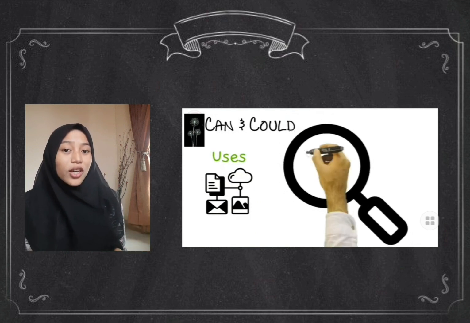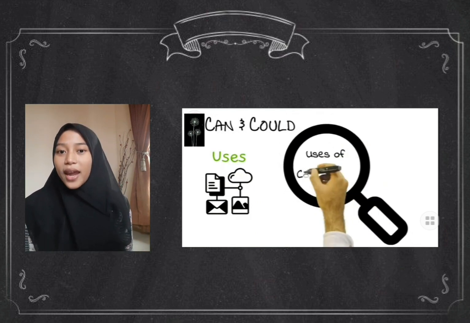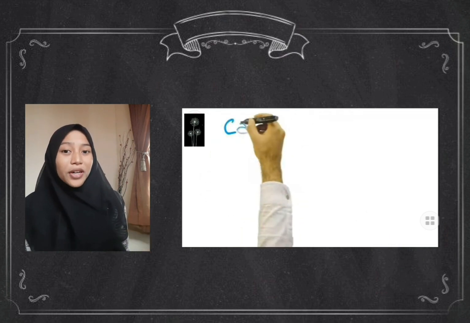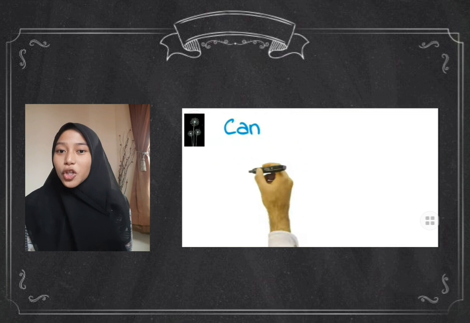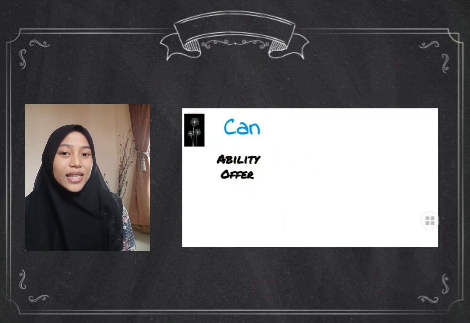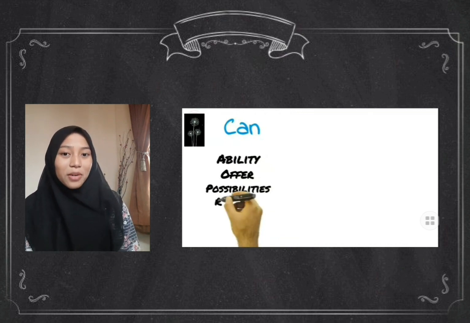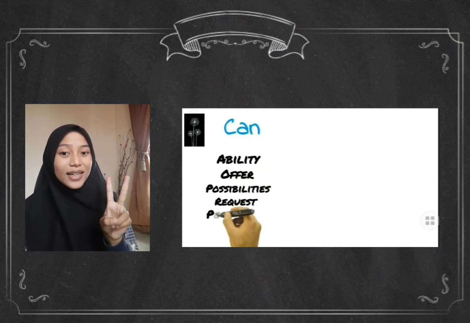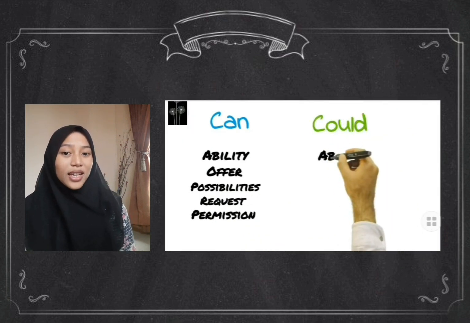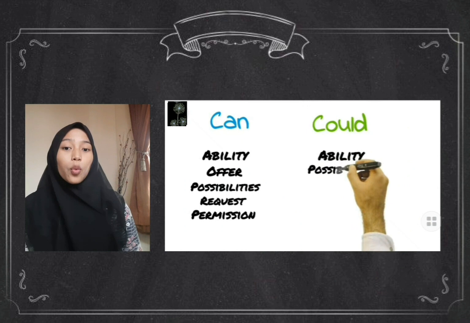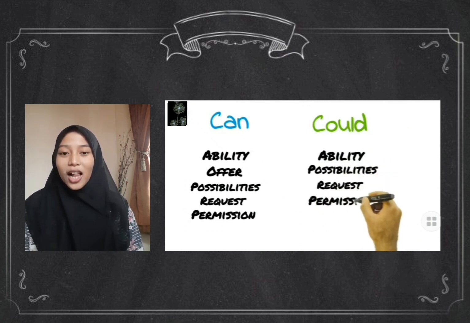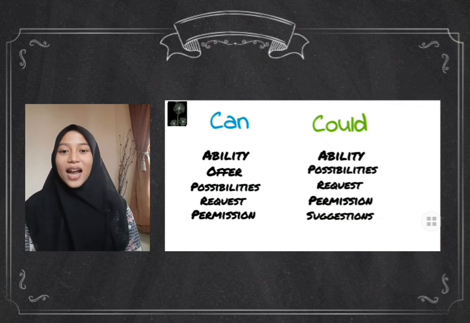Okay, let's look at different uses of can and could. The first, can. Can shows ability, possibilities, requests, and permission. And the second is could. Could also shows ability, possibilities, request, permission but of the past, and could is also used for making suggestions.